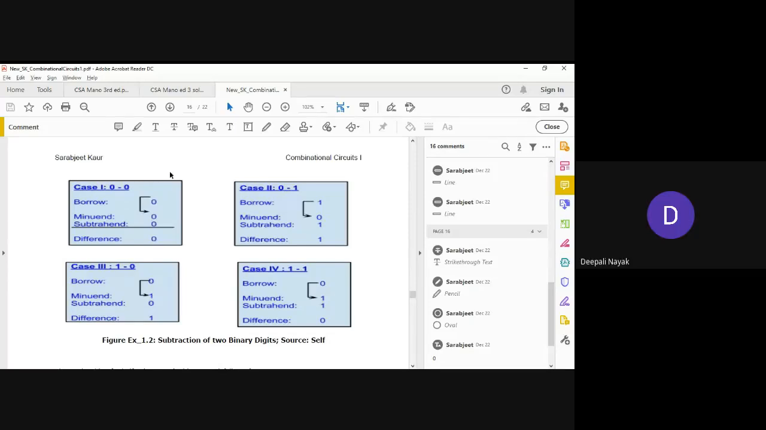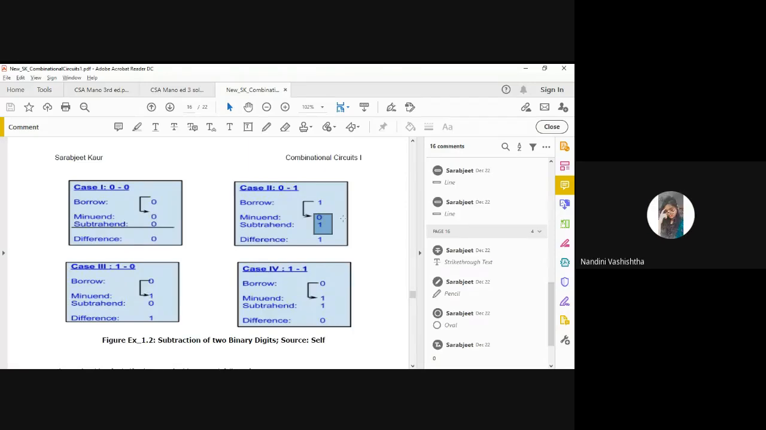Did I have to borrow anything? No, ma'am. Next, let us see 0 minus 1. As you can see, I cannot subtract a 1 from a 0. So what will I have to do? As in our normal subtraction, we will borrow a 1 from the next significant position, right?